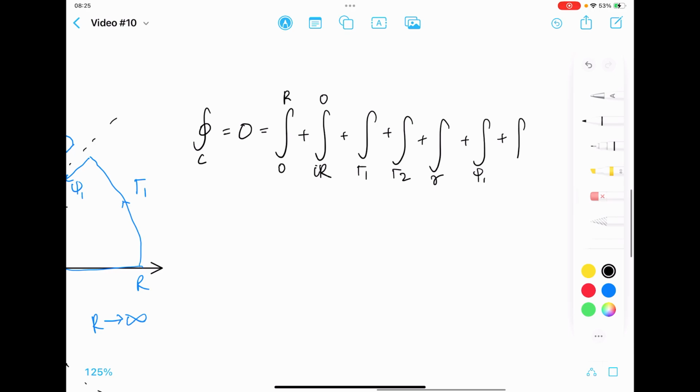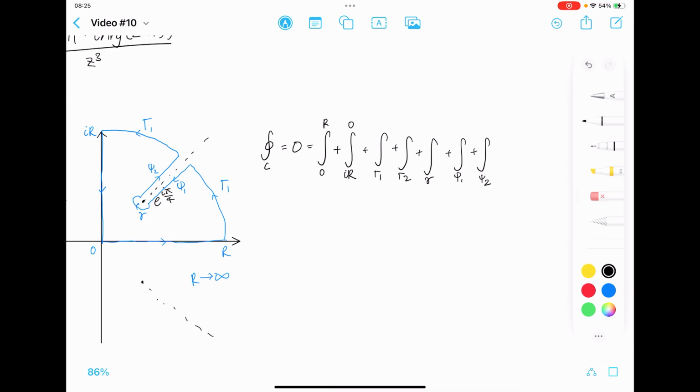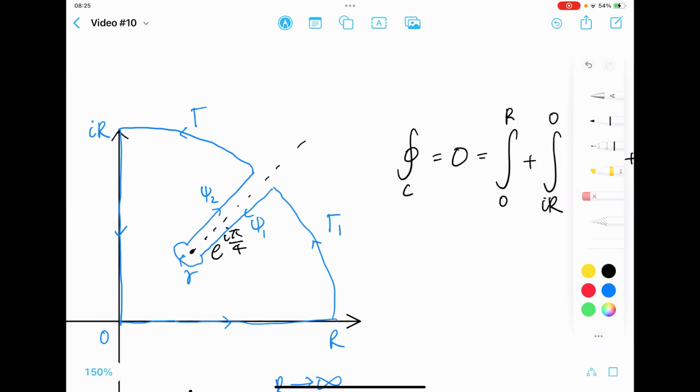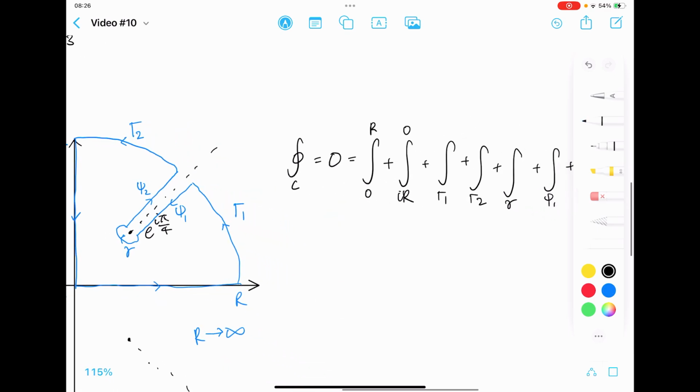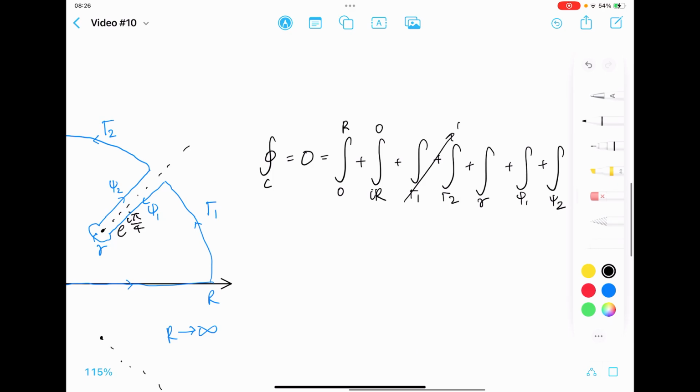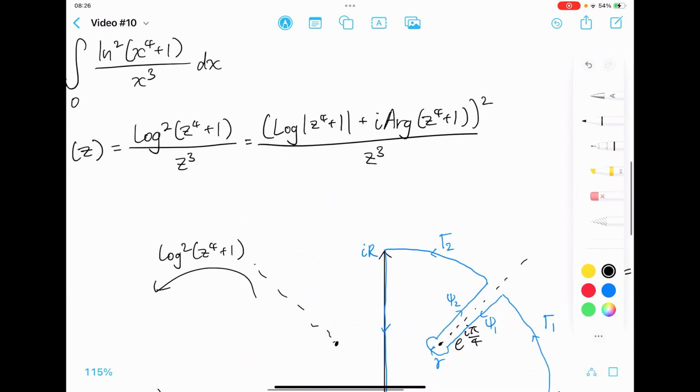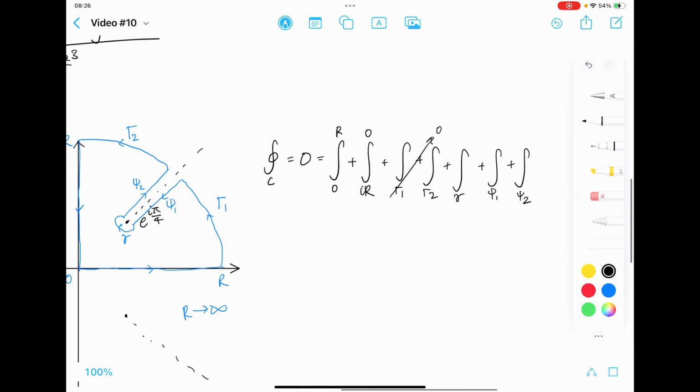Why is this wonky? Don't know why it's going wonky, but anyways, that's fine. And I'm not going to worry too much about the details. You can try to prove them on your own. Gamma 1, why are the two gamma 1s over here? Right, so the two gammas, as r goes to infinity, by the estimation lemma, they're just going to go to 0. So you can try to prove that. I mean, z cubed grows faster than log anyway, so shouldn't be too hard. And little gamma shrinks as we let that radius go to 0, so that's going to go to 0 as well. So we honestly only have 4 integrals to worry about.